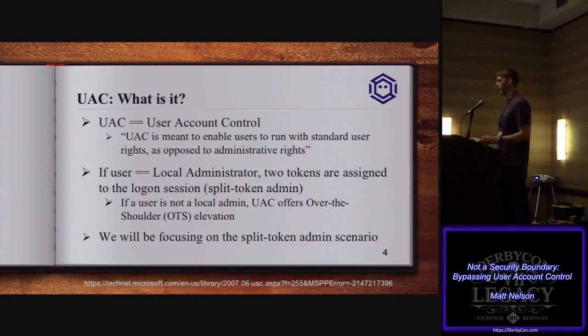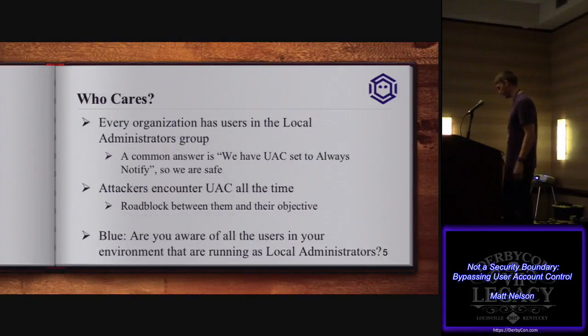And if you're not a local administrator, UAC offers over-the-shoulder elevation. That's when you right-click and run as administrator, and if you're not a local admin, UAC will pop up and say, enter the credentials of a user that has the privilege you're requesting, right? So we're going to be focusing on the split token admin scenario. There are attack vectors around over-the-shoulder elevation, which James Forshaw actually outlined a little bit in some of his recent blog posts. So we're not going to go in depth on that. We're going to stick to the split token admin scenario.